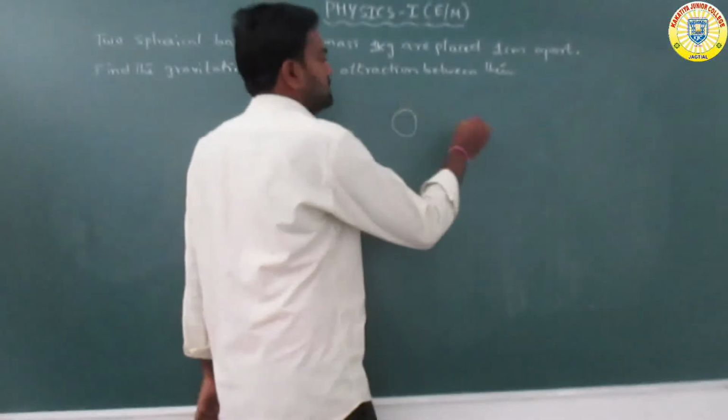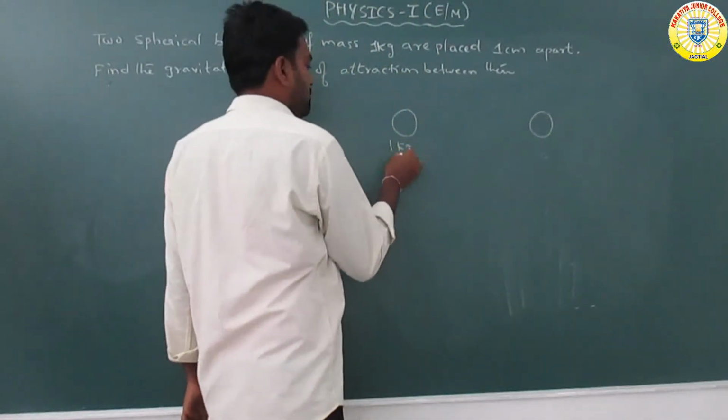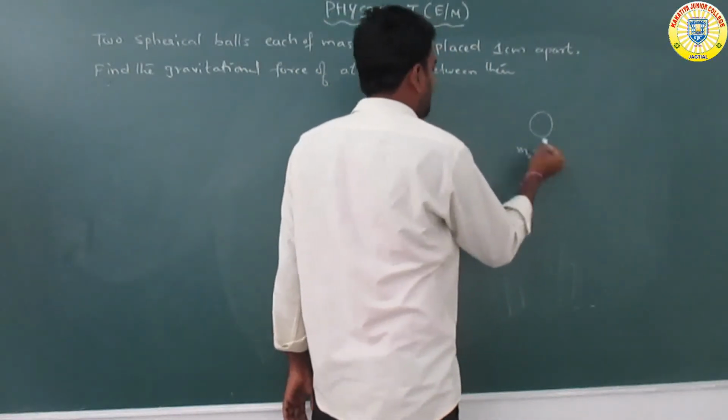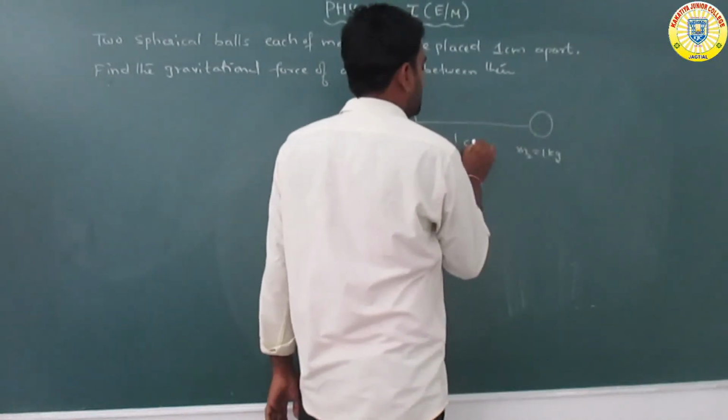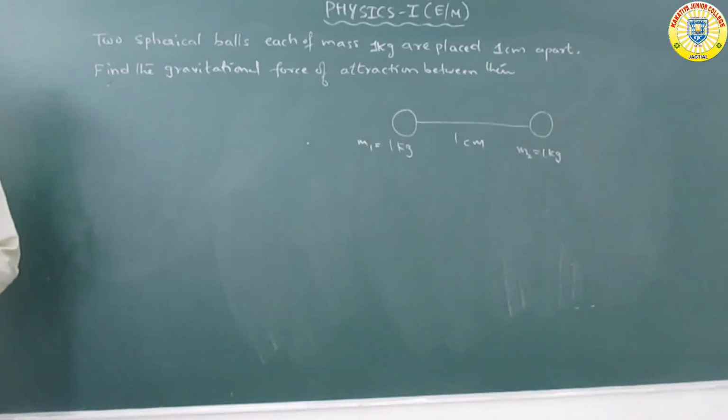Listen here. Two spherical balls, each of mass 1 kg, are placed 1 centimeter apart. Find the gravitational force of attraction between them. Consider the two bodies of masses m1 equal to 1 kg and m2 equal to 1 kg, separated by a distance of 1 centimeter. We have to find the gravitational force of attraction.